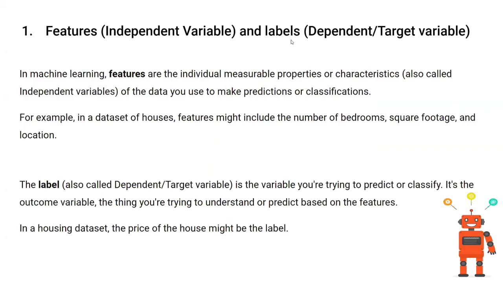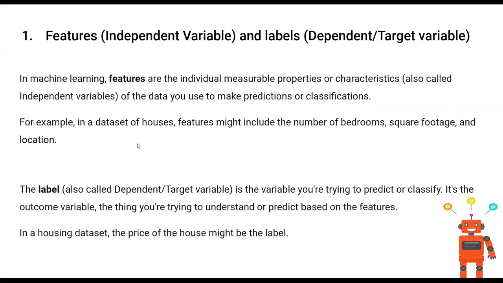Features and labels. In machine learning, features are the individual measurable properties or characteristics, also called independent variables, of the data you use to make predictions or classifications. For example, in a data set of houses, features might include the number of bedrooms, square footage, and location.